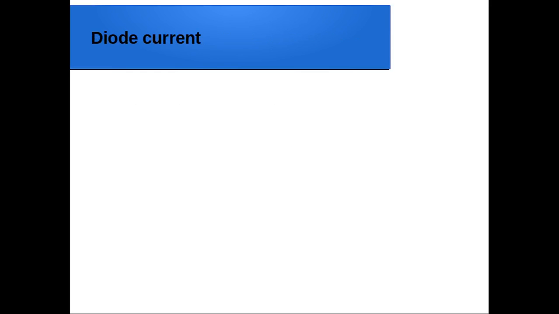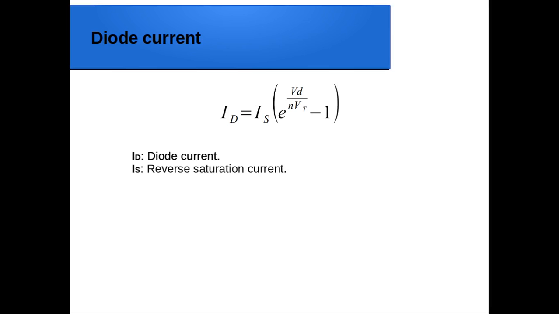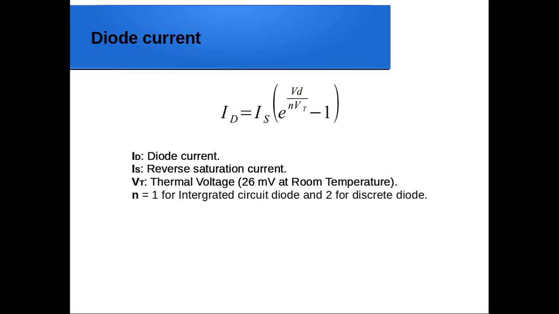The current that is generated or that flows through a diode is represented using ID, and it is given as the product of IS to e raised to Vd by nVt minus 1, where Id is the diode current, Is is the reverse saturation current. We will see what is reverse saturation current in a moment. And Vt is a thermal voltage whose typical value is 26 millivolt at room temperature. The value of n is equal to 1 for integrated circuit diode and 2 for discrete diode, and Vd is the applied voltage.